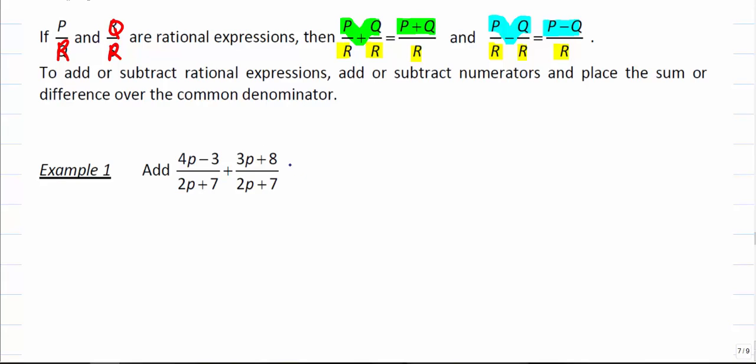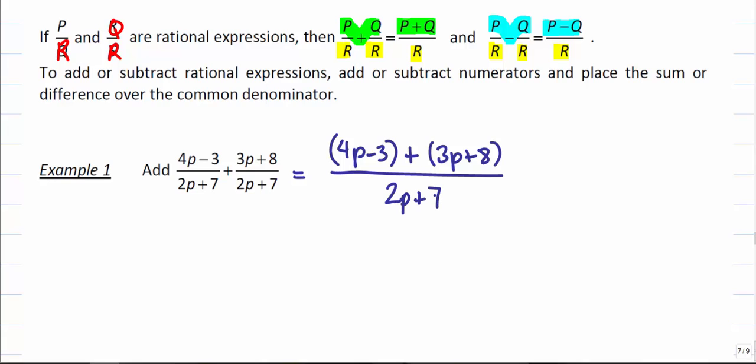So that's going to be really nice because here I'm just going to add my numerators. I've got 4p minus 3 plus 3p plus 8 all over 2p plus 7. Now, if you notice, I grouped these using parentheses. I really didn't need to because we were just adding, so let's take them away now. If I were subtracting, they would be very important. So I want you to understand that they're here. It's just because I'm adding, I don't really need them.